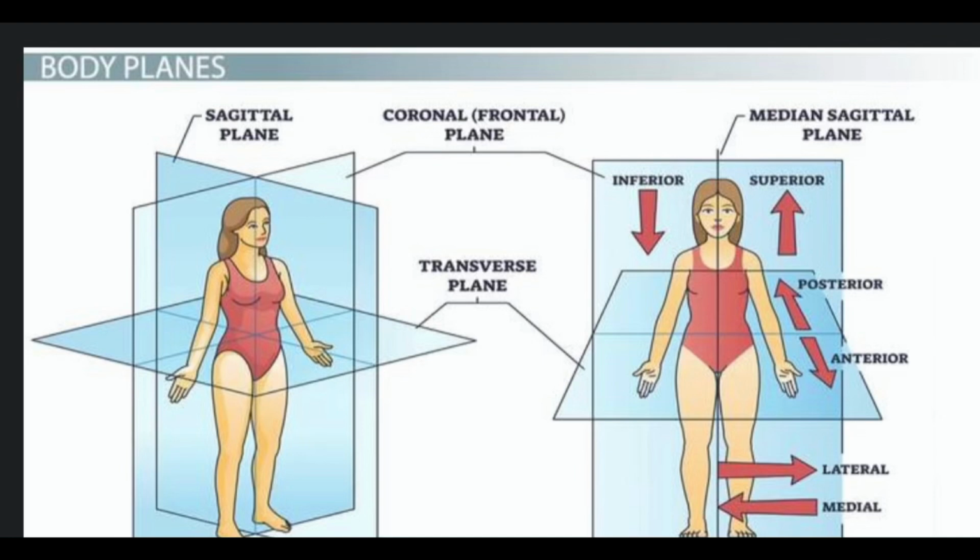For instance, a transverse section through the abdomen would divide or separate the upper abdominal organs from the lower abdominal organs. I'm going to be using this as a typical illustration of demonstrating how the planes divide the body. So the first one is the sagittal plane. The sagittal plane tends to divide the body into right and left parts.